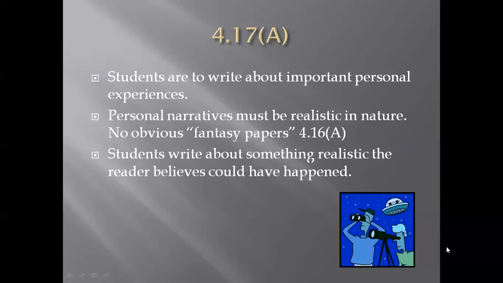We'll go to the TEKS level. Students are to write about important personal experiences. Personal narratives must be realistic in nature, and there shouldn't be any obvious fantasy papers. The fantasy papers would be things that are not plausible, things that could not have happened, things that are not believable. For example, Martians coming to Earth, or a student getting married when they're in 4th grade. Those types of papers have been read by TEA, and they consider those to be unbelievable fantasy papers. If students write in that way, they will be given a score of 1, considered a very limited writing performance. They need to write about something realistic that the reader can believe could have happened.